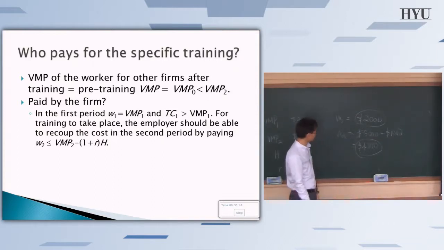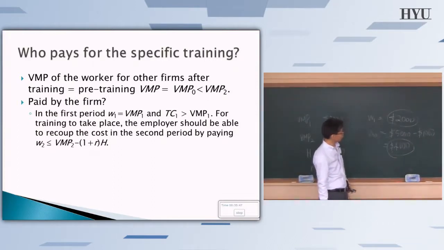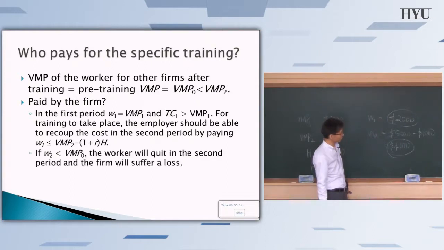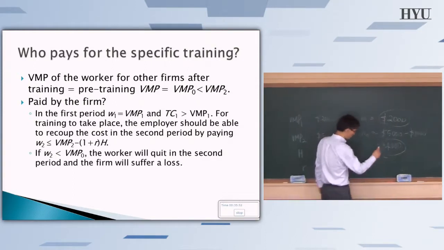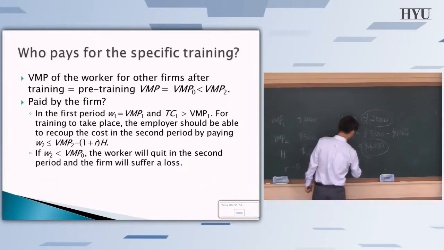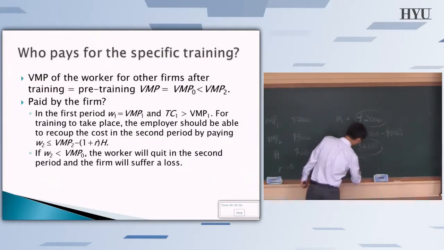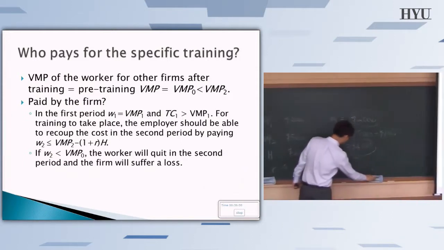But what can happen here is that if, let's say, BMP0 is, let's say, $4,100.